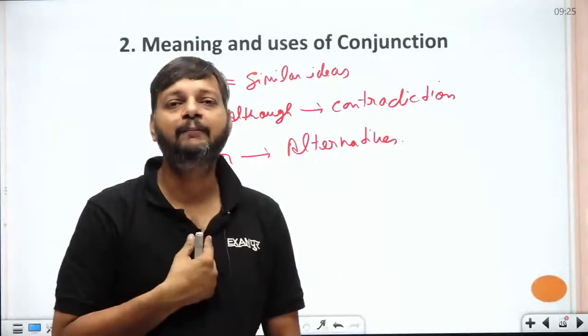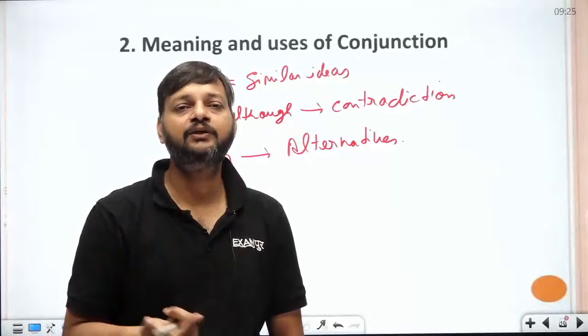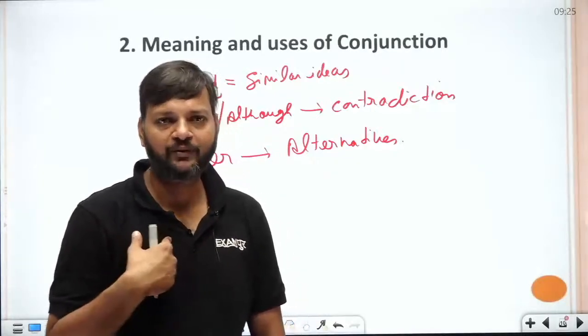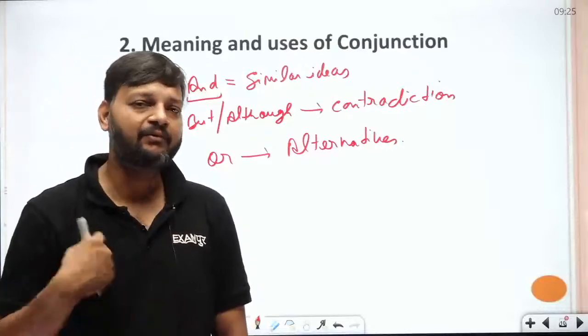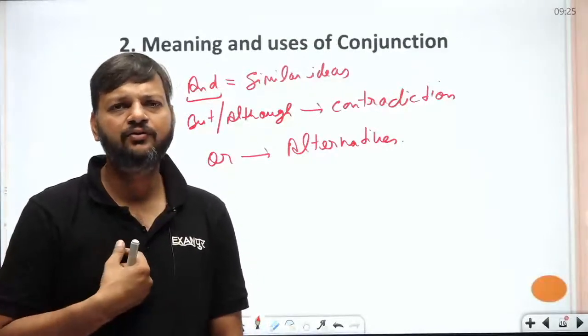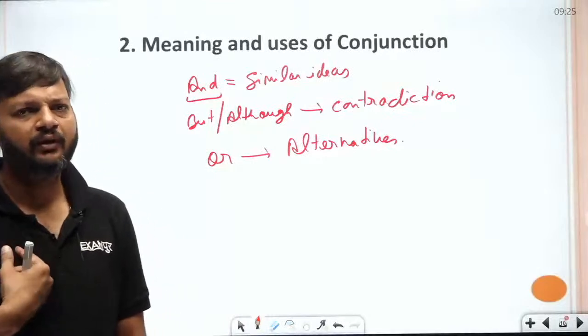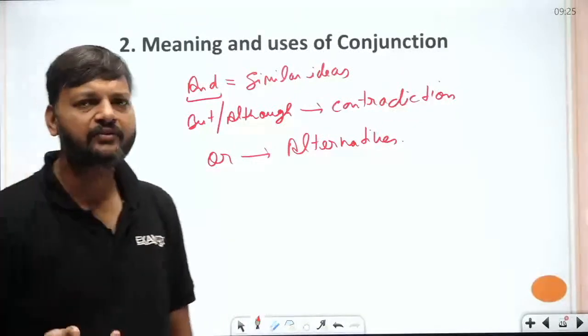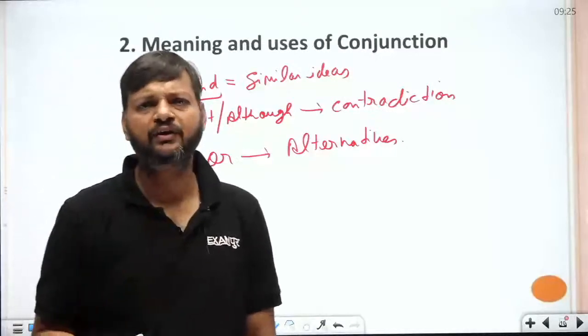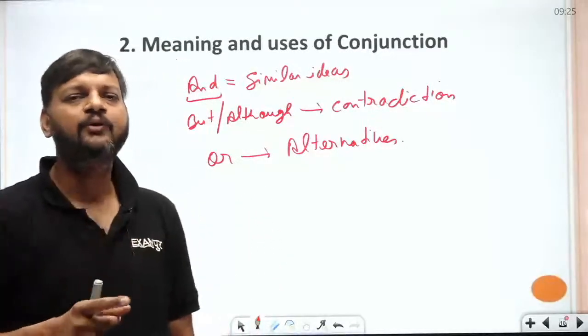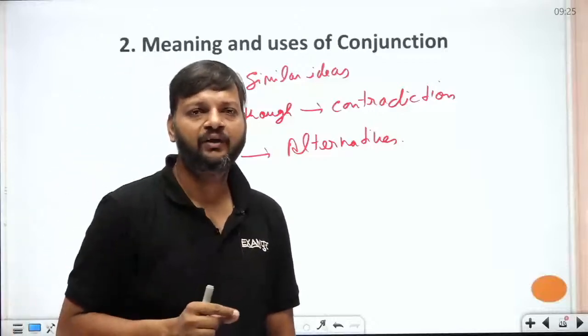I was busy and I did not meet you. So both the ideas are similar. If I am busy, it is very obvious that I would not meet anyone. If I am busy, I would not meet anyone. This is obvious. So and comes when there is no contradiction.